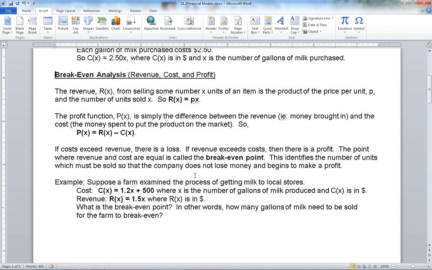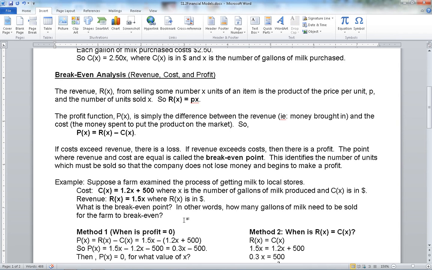Consider a farm which examined the process of getting milk to local stores. Suppose that the cost was 1.2x plus 500 in dollars, where x is the number of gallons of milk produced. Revenue was 1.5x, so basically they charged $1.50 per gallon of milk they sold to the local store. What is the break-even point? In other words, how many gallons of milk need to be sold for the farm to break even?